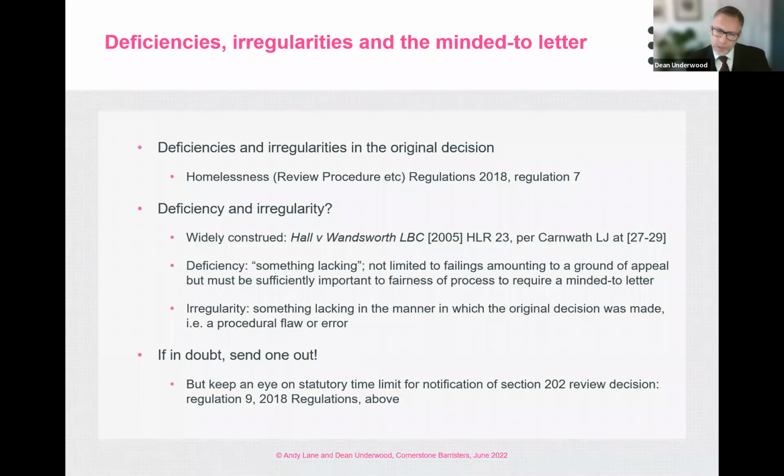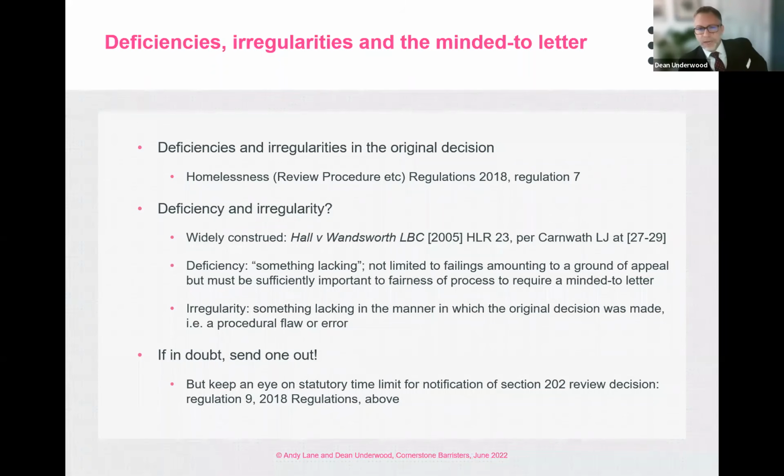What about irregularity? Well, irregularity is something which is lacking in the manner in which the original decision was made. So in essence a procedural irregularity or flaw or error. And that might include, for example, we can easily think of several examples, but a failure to consider a relevant consideration that was on the papers in front of the original decision maker. So, as I say, because those concepts are so widely construed, the obligation to send out a minded to letter in order to give an applicant an opportunity to comment on the deficiency, on the irregularity, and most importantly, on the review officer's decision to uphold the original decision nonetheless, is quite easily triggered.